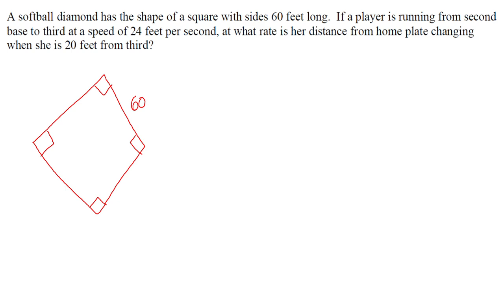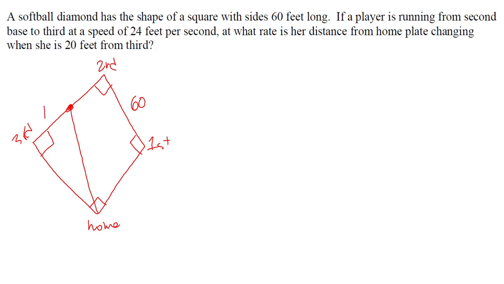So we got our player that's running from second base to third base, right? So second base is over here. This is home. We got first, we got second, we got third base. Player is running between second base and third base. He's somewhere over here. That makes a nice little right triangle with home plate, because we want to know at what rate her distance from home plate is changing when she's 20 feet from third.